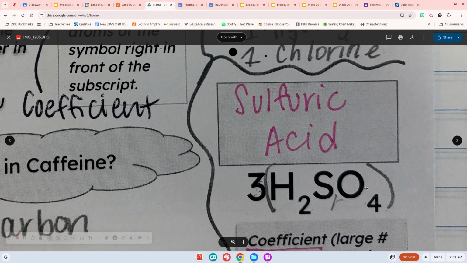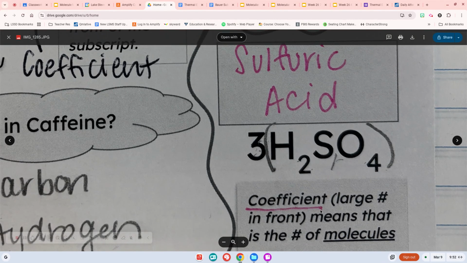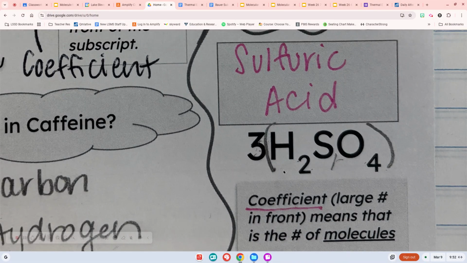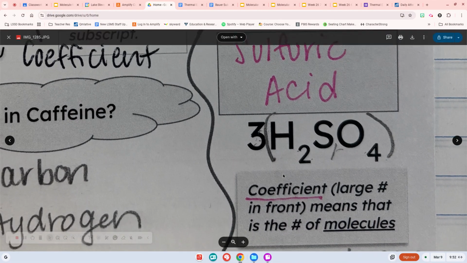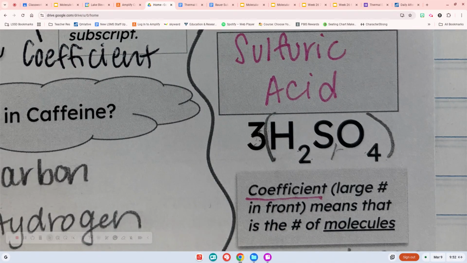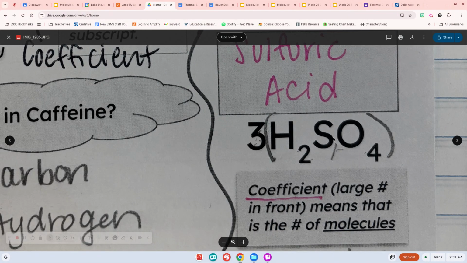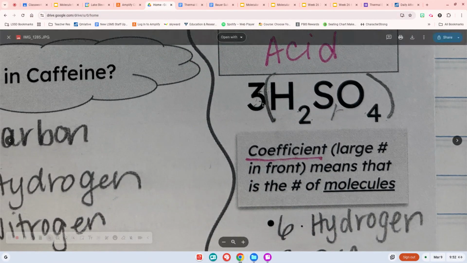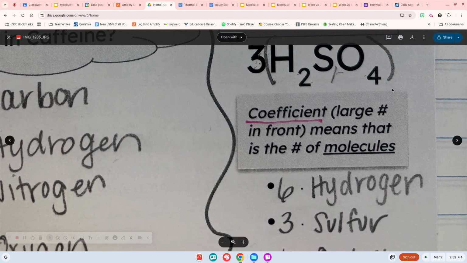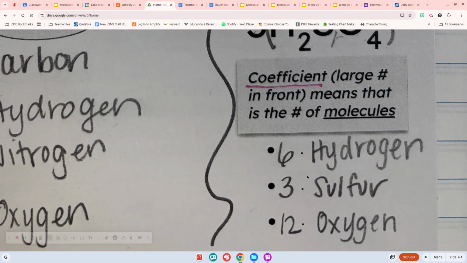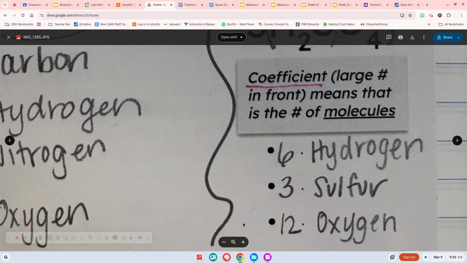Let's check out something a little bit harder. Let's look at sulfuric acid. You can see here there's a coefficient number. That's the number 3. There's a large number out in front. That means there are 3 molecules of sulfuric acid here. To find out how many of each element, we actually multiply, just like you're distributing in math class. So here we would do 3 times 2. 3 times 2 is 6 hydrogen. There's an imaginary 1 here, so 3 times 1 is 3 sulfur. How many oxygen might there be? Take a guess. It's 12. 12 oxygen. Make sure you pause and write this down.